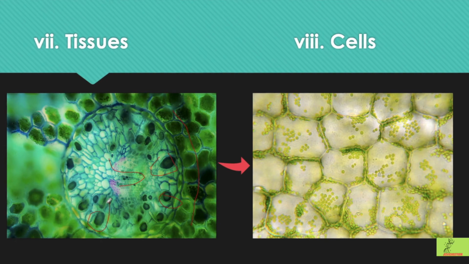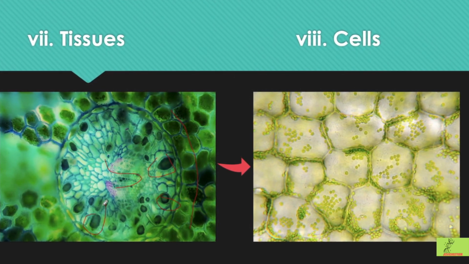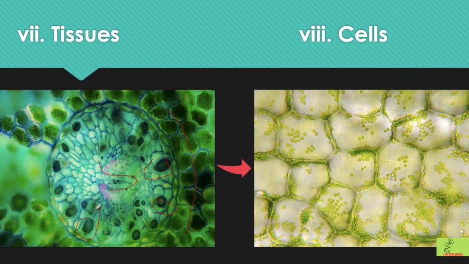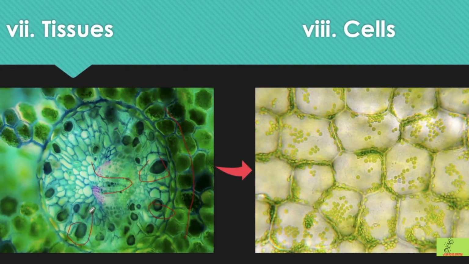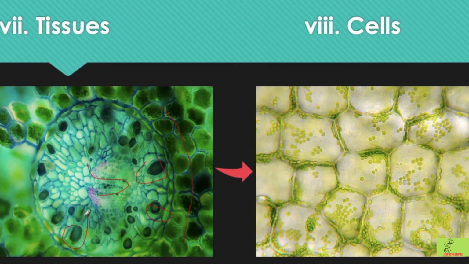The next level is cells. The cell is a fundamental unit. It is life's fundamental unit of structure and function. Some organisms are made up of a single cell like amoeba. The single cell performs all the functions of life. On the other hand, some organisms are multicellular and each type of cell has a specific function.